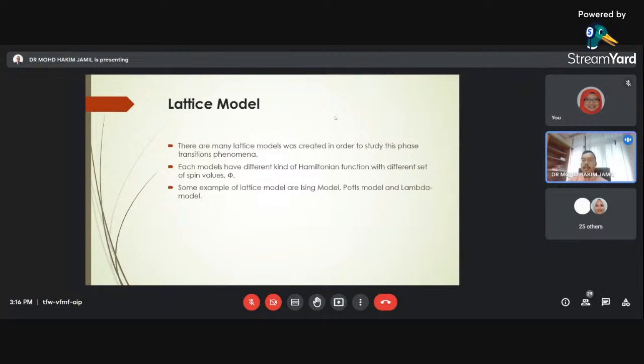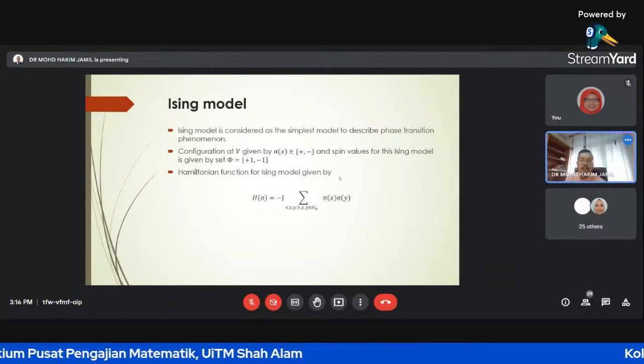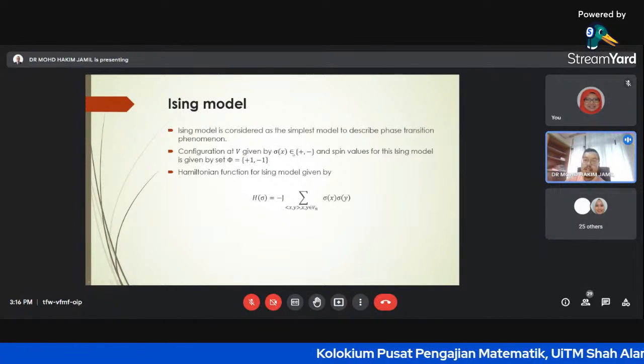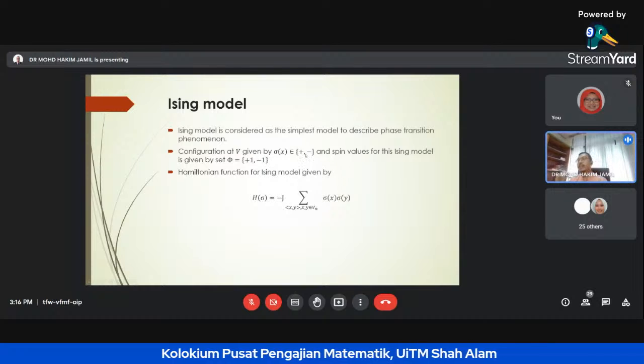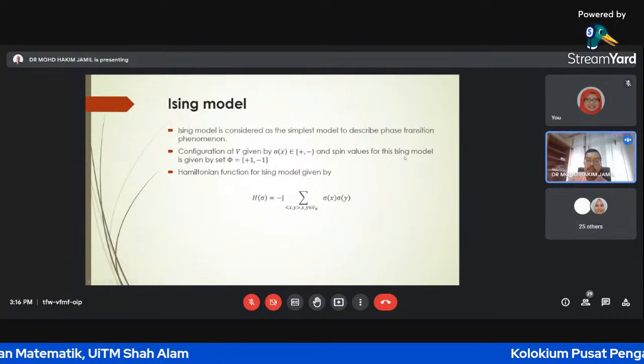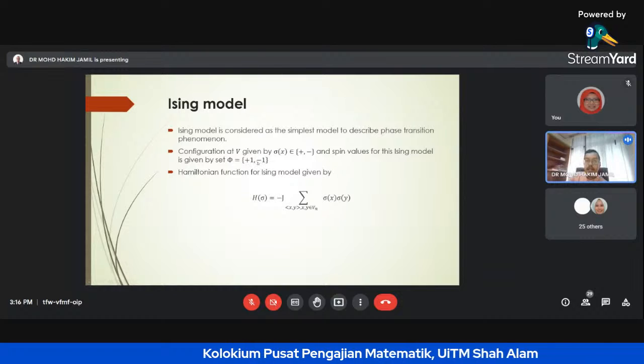Then we want to see some examples of these lattice models. We have the Ising model, the Potts model, and the lambda model. Okay, then we go to the Ising model. The Ising model is considered the simplest model to describe this phase transition phenomena. The configuration on vertices x is given by sigma x, an element of plus and minus. So we have configuration plus and minus, and our spin value for this Ising model is given by Z phi equal to plus 1 and minus 1.